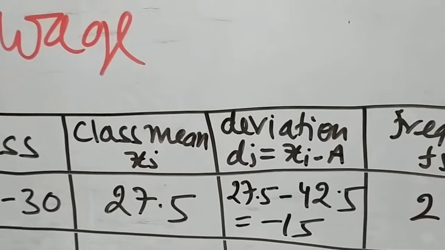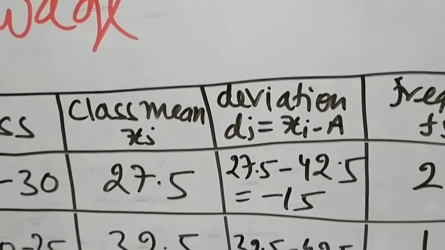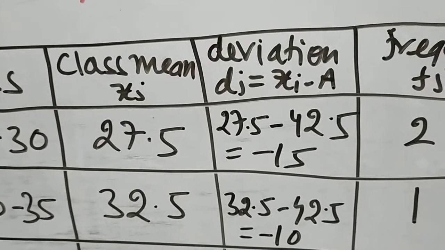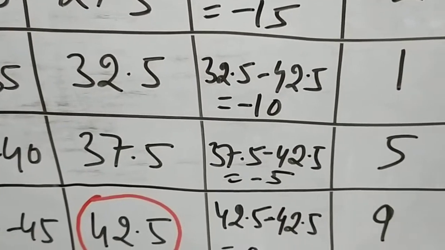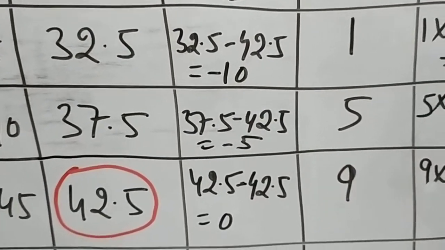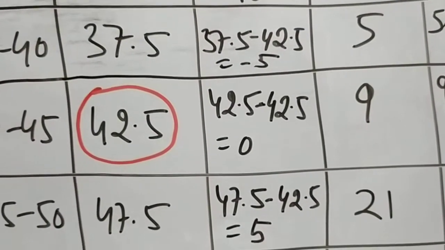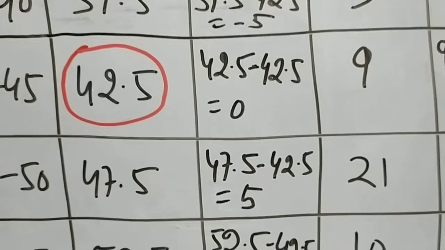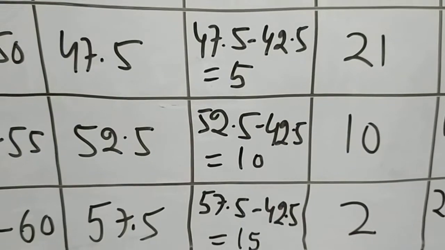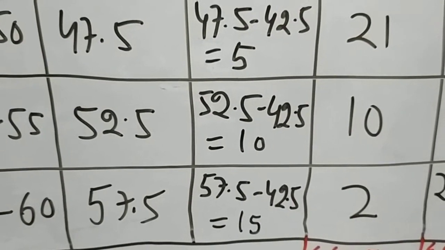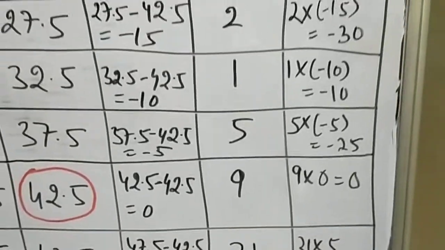A is common in every subtraction. 27 minus 42.5 is minus 15. 37.5 minus 42.5 is minus 5, then minus 10, like this. Calculate each term. Don't leave it, it is very easy.